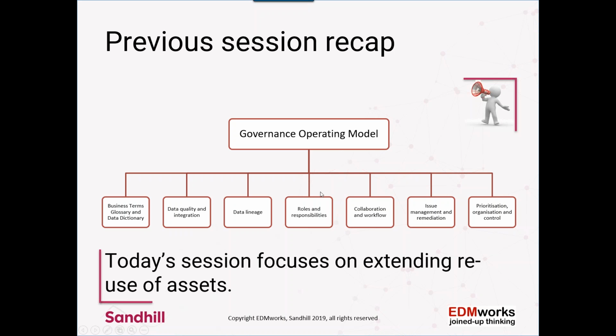That's what we did on the previous session. What today's session is really going to do is focus on extending the reuse of those assets. So yes, we've defined a glossary of terms, the data, we've done our mappings, we understand our lineage, we know who's doing what, but how else and where else can we take the assets that we've built and make use of them?